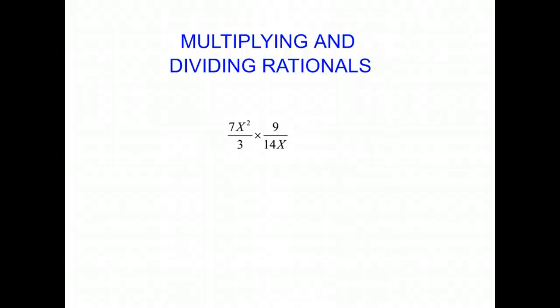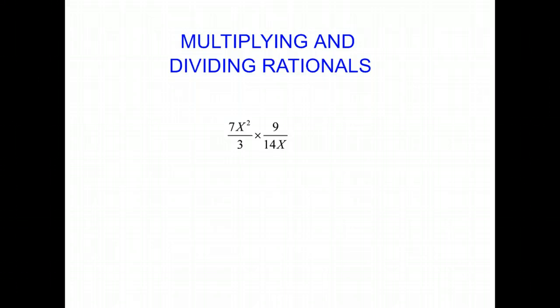So in this video, we're going to discuss how to multiply and divide rationals. Now just remember that all the rules you learned with multiplying and dividing fractions apply here as well. So here's our example: 7x squared over 3 times 9 over 14x.